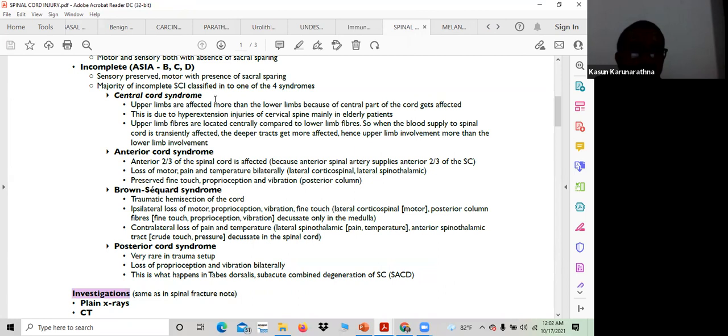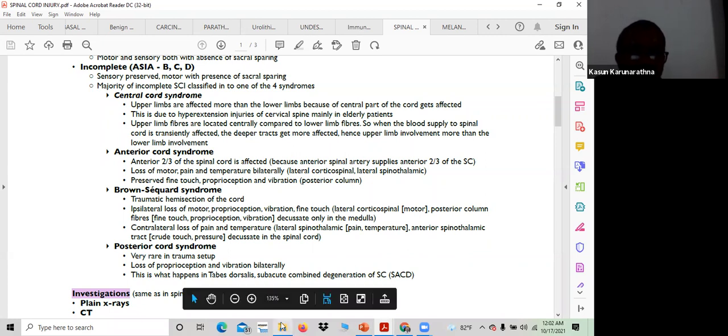Central cord syndrome, upper limbs are affected more than the lower limbs because the central part of the cord gets affected. This is due to hyperextension injuries of the C-spine. Upper limb fibers are located centrally compared to lower limb fibers. So central fibers are affected more, upper limb signs are more prominent. When the blood supply of the spinal cord is transiently affected, deeper tracts get more affected, hence upper limb involvement is more than the lower limb. That is the rationale, right?